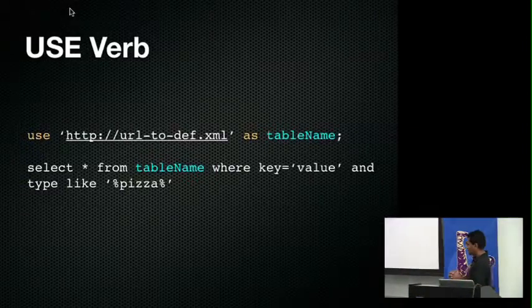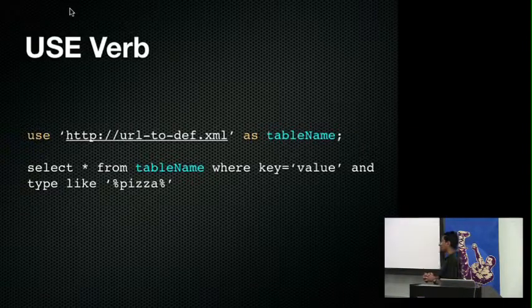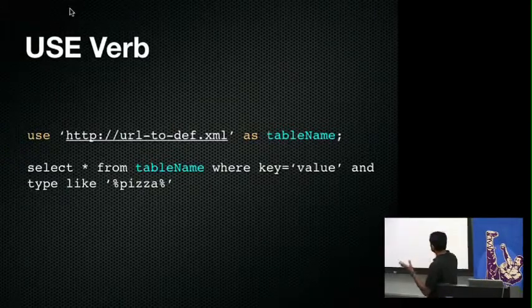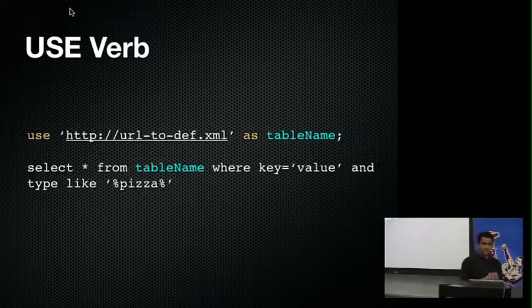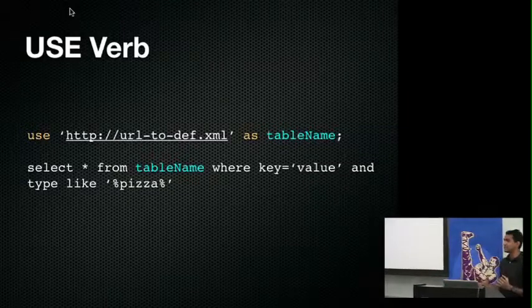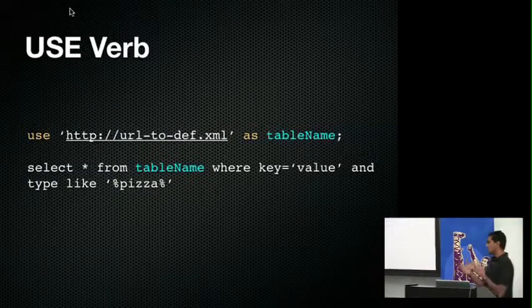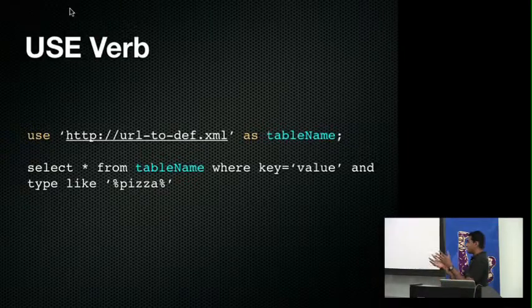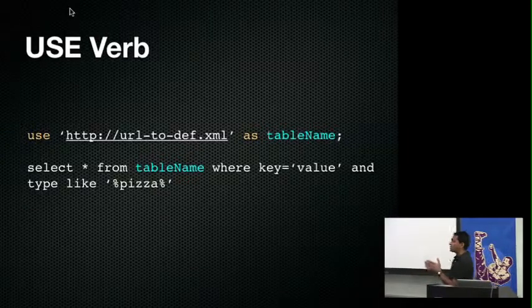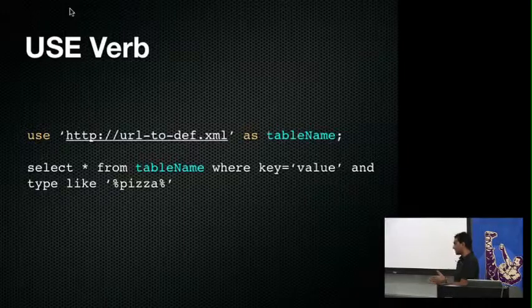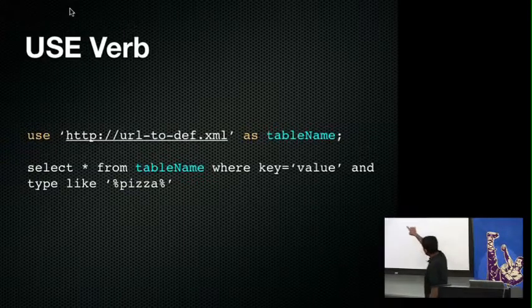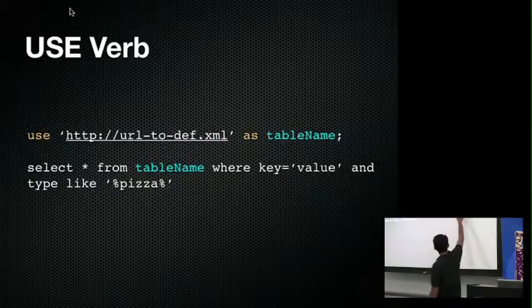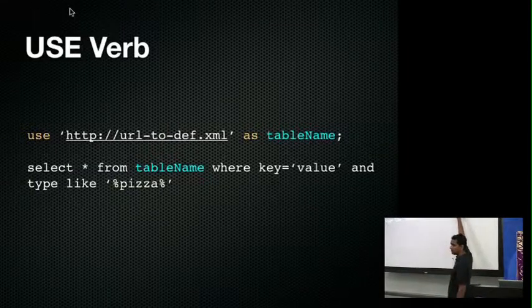Now, the way to import it into YQL is to use the use verb, or better put actually, employ the use verb to import your table definition into YQL. So you take your Open Data Table, make it available at a publicly accessible location, and then from YQL you can say use the URL to definition as the table name.